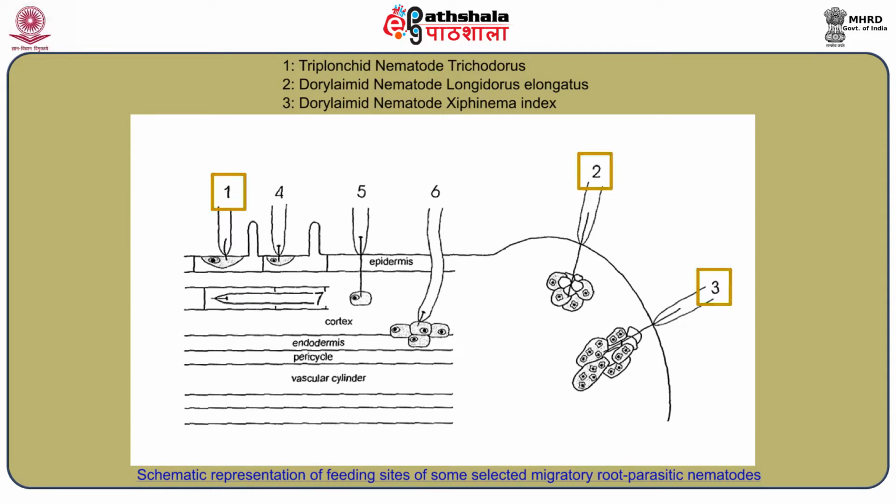In this figure, the numbers 2 and 3 represent the feeding sites of dorylaimid nematodes. The second one shows the feeding site of Longidorus elongatus, and the third one represents the dorylaimid nematode Xiphinema index. Lastly, we move on to the order Tylenchida.